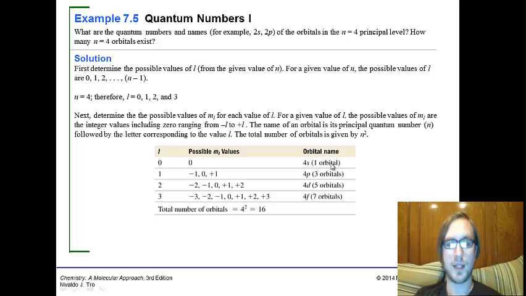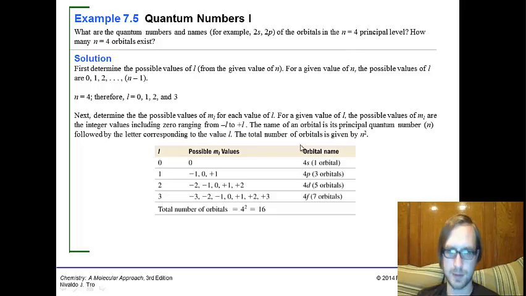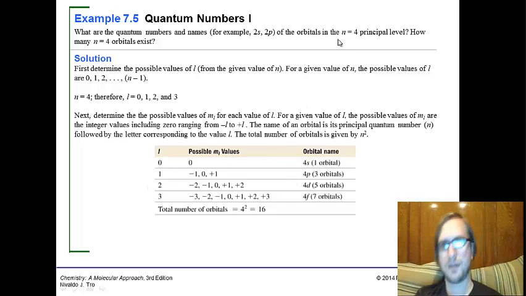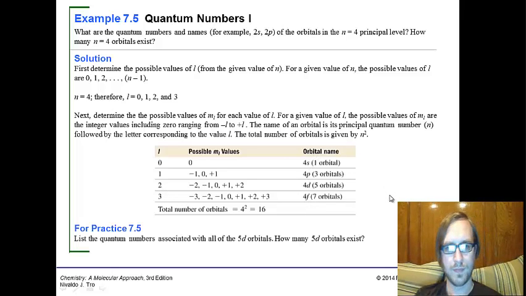And then we'll name them. Whenever we name an orbital, we use its principal quantum number, the n, followed by the letter that corresponds with l. So l equals 0 is s, so this is 4s, because this is n4 l0. For n4 l1, that's 4p. For n4 l2, that's 4d. n4 l3, 4f. SPDF is the order. So try that with 5.